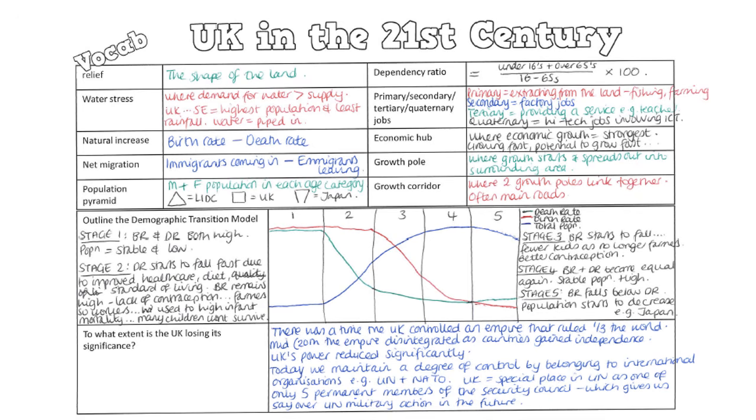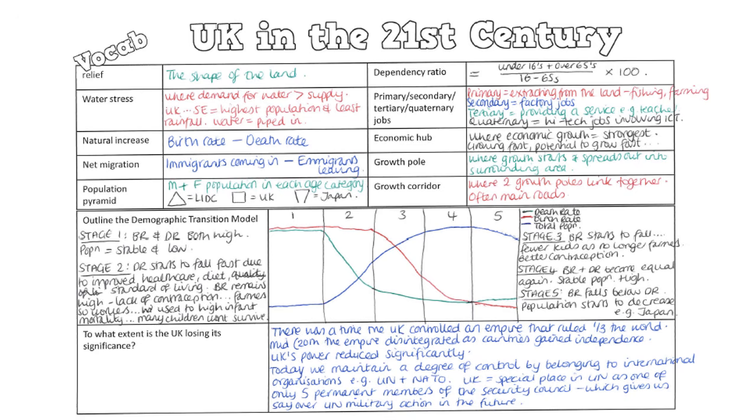Then the final topic is UK in the 21st century. So key vocab. So relief means the shape of the land. Water stress is where demand for water is greater than the supply of water. And in the UK, the southeast has the highest population and the lowest rainfall, so has the potential for water stress. We get around this by piping the water in from Wales, for example.